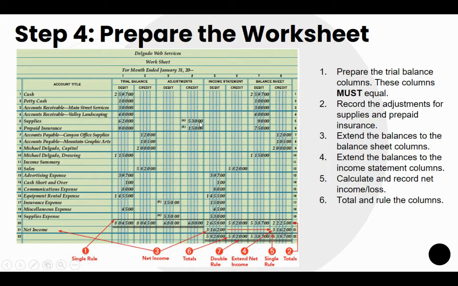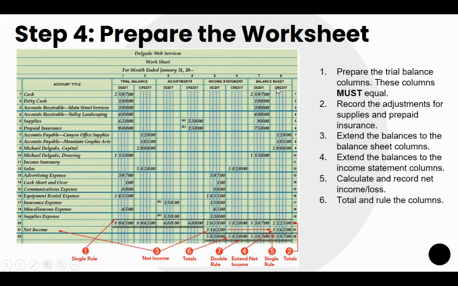Every transaction has a debit and a credit, so you're going to come down and you're going to put that to supplies expense because those supplies you used are an expense of the business. Then you do the same thing with prepaid insurance. Add those columns up. Then you're going to extend your columns. You're going to extend to the appropriate financial statement. So the balance sheet is first.